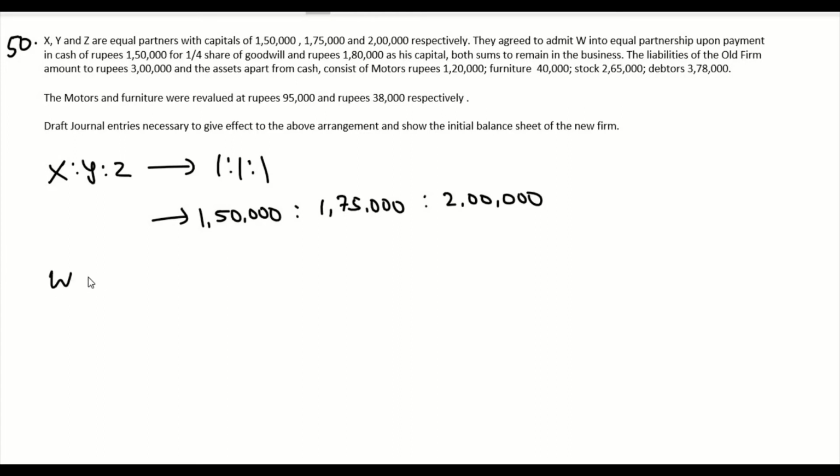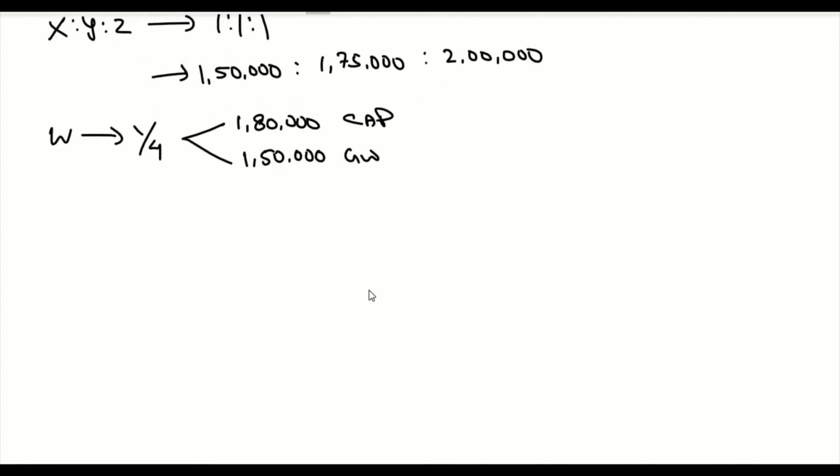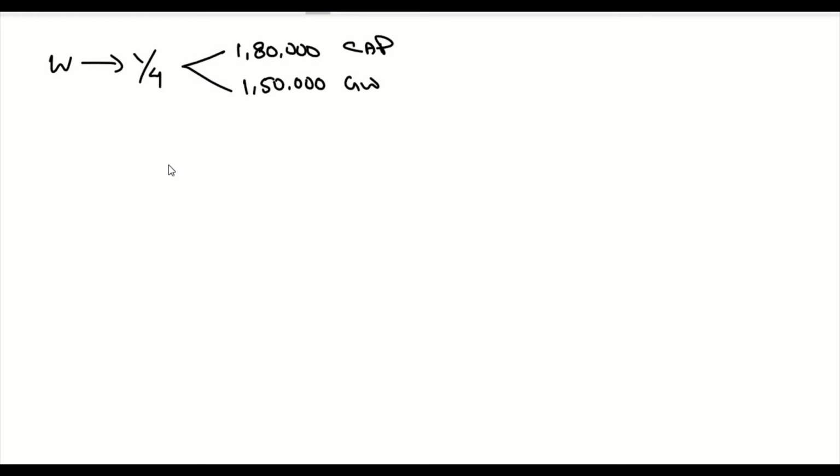They admitted a new partner W for 1/4 share of profit, and for this he is going to bring 1,80,000 as his capital and 1,50,000 as his share of goodwill. Now we need to construct the balance sheet of the firm before the admission of the new partner.